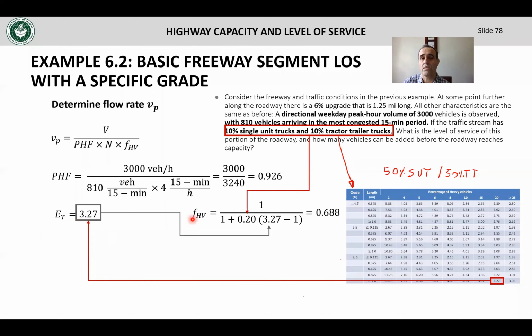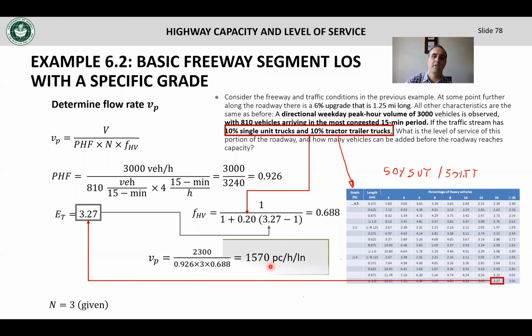And so with that, now we can use our passenger car equivalent and the proportion of trucks to figure out the heavy vehicle adjustment factor. Before we had 0.833, now it's 0.688, so it's a much lower value. That means that we will be converting our volume into a much higher number now, because we're dividing by this factor. So if we use n equal 3, we can compute our new flow rate. And now we see that we get 1,570. Before, I think, if I remember correctly, it was 1,297. So it's a higher value, even though the rest of the problem is almost identical. Okay, so that's the value for the flow rate.